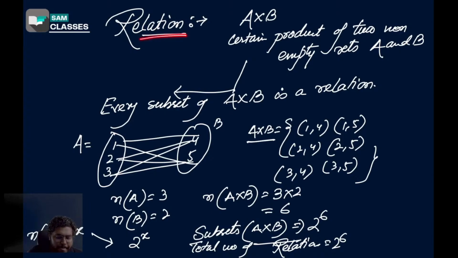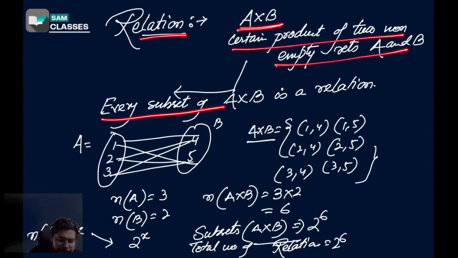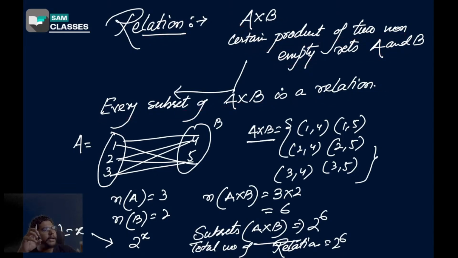What is a relation? So we did, what is A cross B? Cartesian product of two non-empty sets. Now every subset of A cross B is called a relation. Whenever we did A cross B, we got the Cartesian product. Now whatever subsets we are generating, every subset is a relation. Every subset of the Cartesian product is a relation.